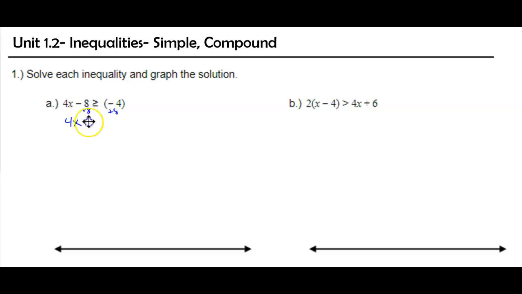So if I add 8 to the left, add 8 to the right, I'm going to get negative 4 plus 8, which is positive 4, and then divide both sides by 4. And I'm going to get that x is greater than or equal to 1. So what this really means is if I take a value of 1 and I substitute it back in, I'm going to get negative 4, which is greater than or equal to negative 4. So that's a true statement.